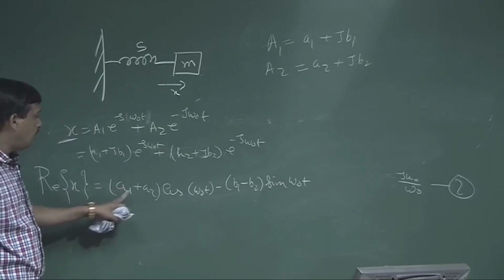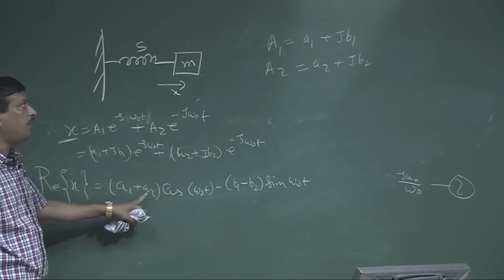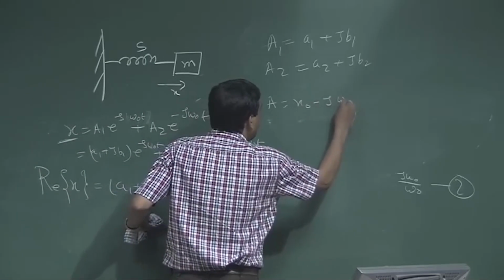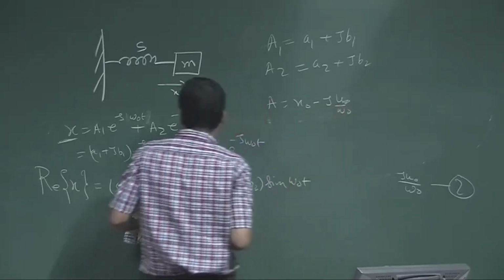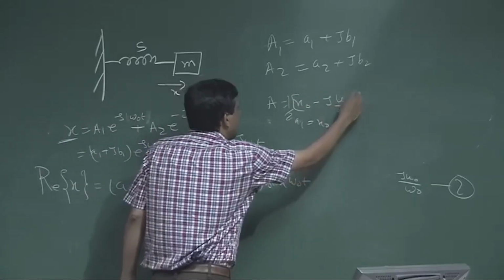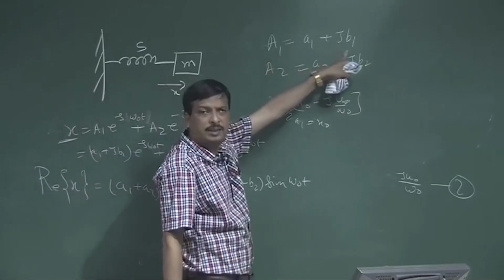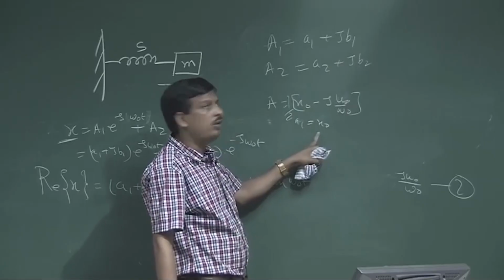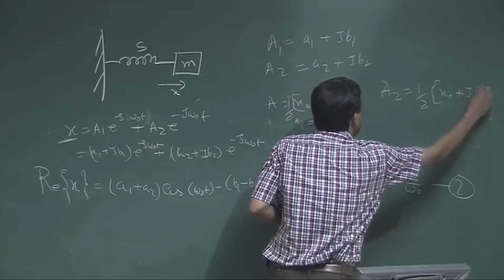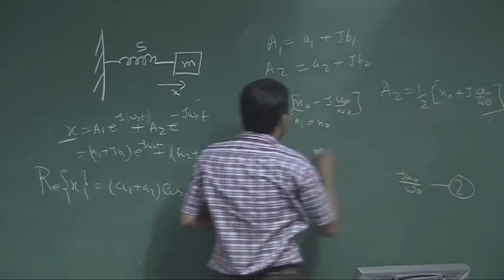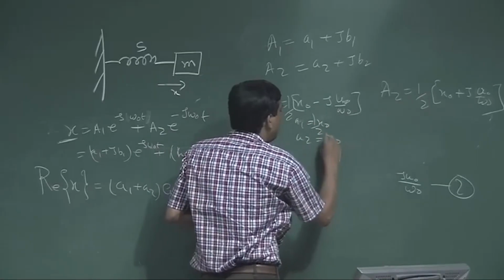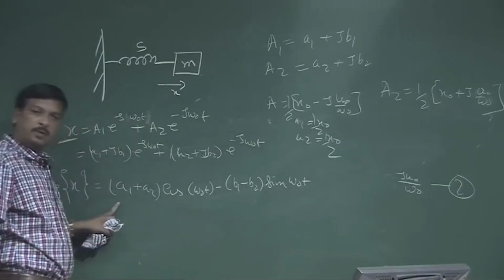Now, what is the real part of x? a1 plus a2. So if I put the value of a1 plus a2, okay, what is a1? A1 is x0 minus j u0 by omega 0, with a half. So small a1 is nothing but half of x0. What is small a2? A2 is half of x0 plus j u0 by omega 0. So small a2 is also half of x0. So a1 plus a2, half of x0 plus half of x0, is nothing but x0.